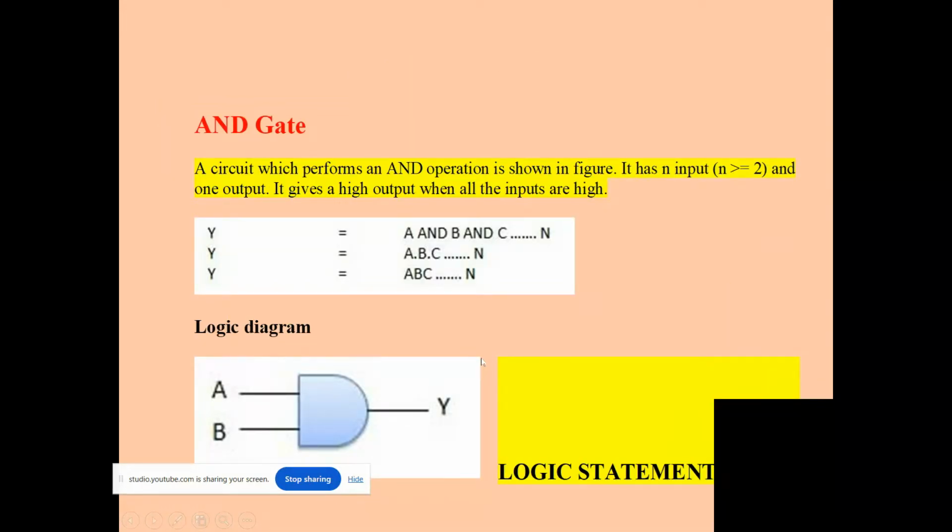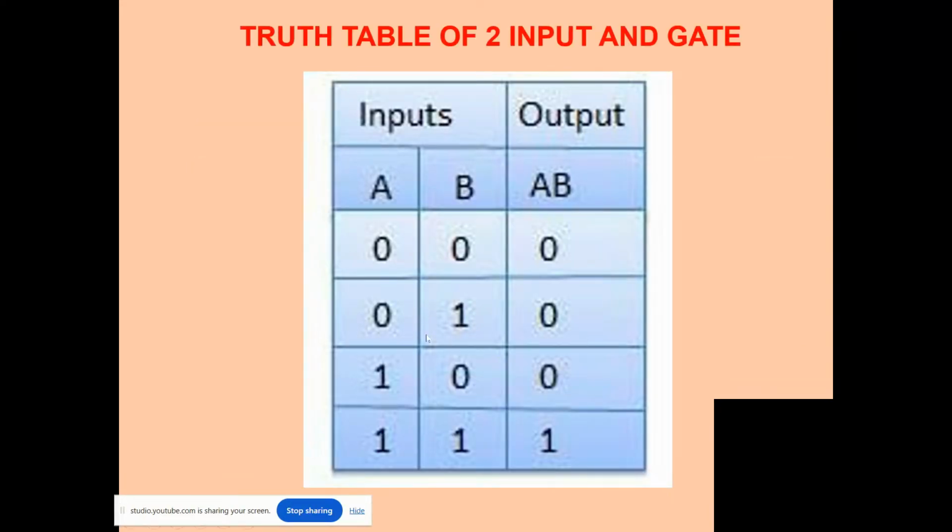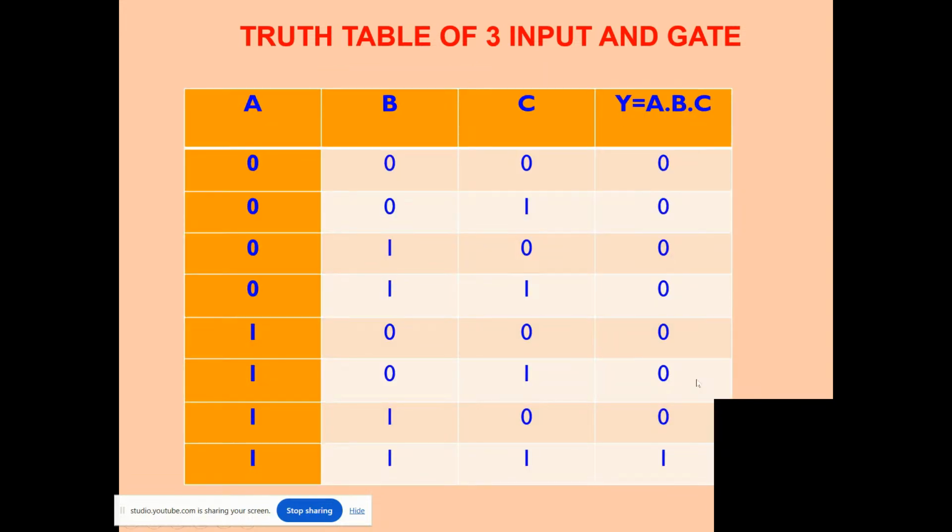AND gate gives a high output when all the inputs are high. This is the logic diagram, logic symbol, and logic statement we have. This is the truth table, A, B and AB: 0, 0 is 0, 0, 1 is 0, 1, 0 is 0 and 1, 1 is 1. When all the inputs are 1, the output is 1. In a 3 input, even 1, 1, 1: when all the 3 inputs are 1, then the output is 1.